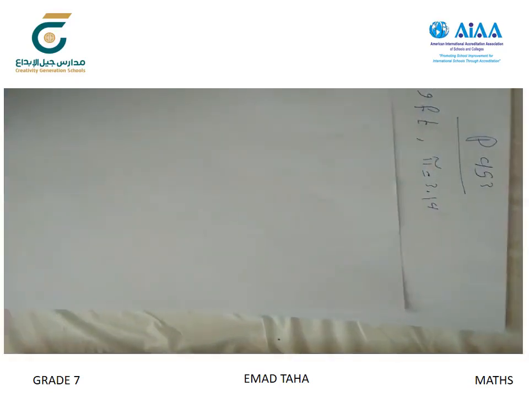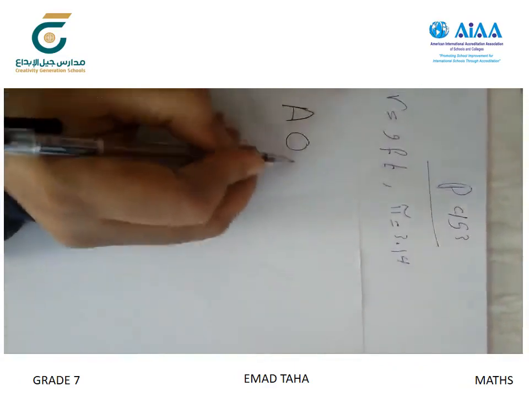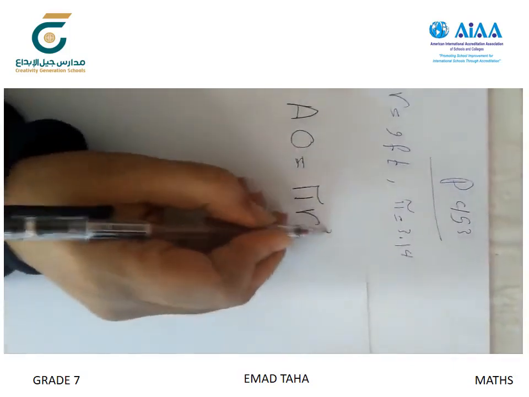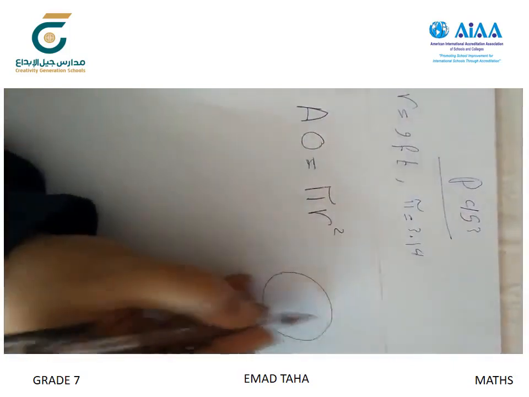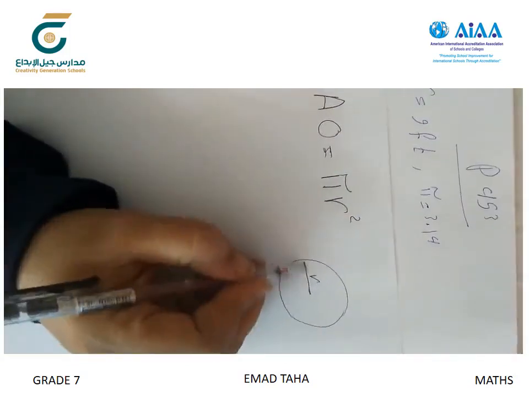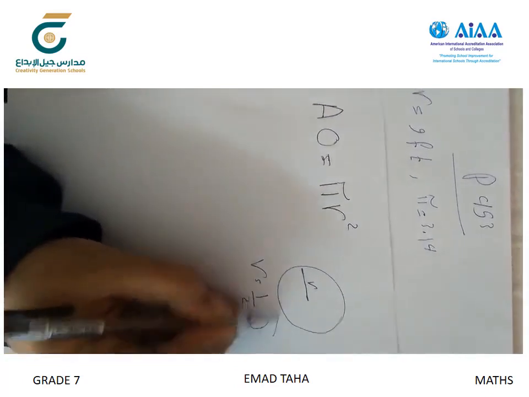Hi guys, now the practical part. Our lesson today is about the area of a circle. Area of a circle equals πr². r is the radius of the circle, and don't forget, r equals half the diameter.